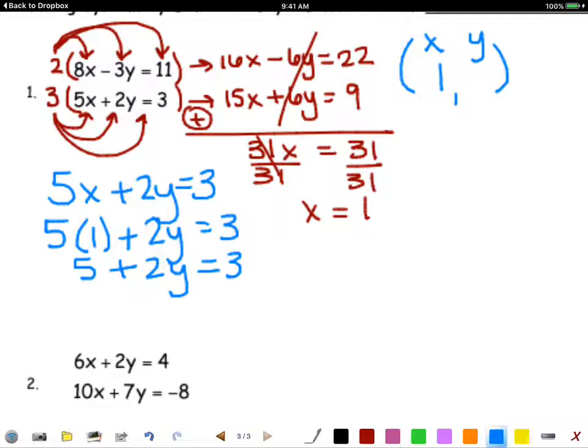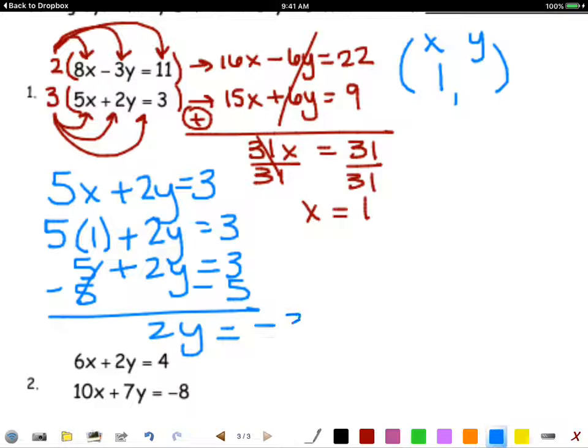Now what? Minus 5 from each side. So 2y equals 3 minus 5 is? -2. And then what do? Divide by 2 on both sides. So we get y equals -1. So come up here to the ordered pair and put your -1 up there.